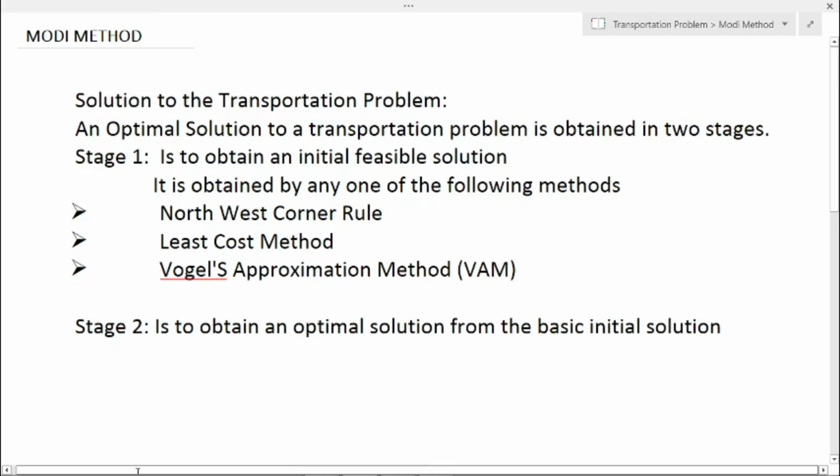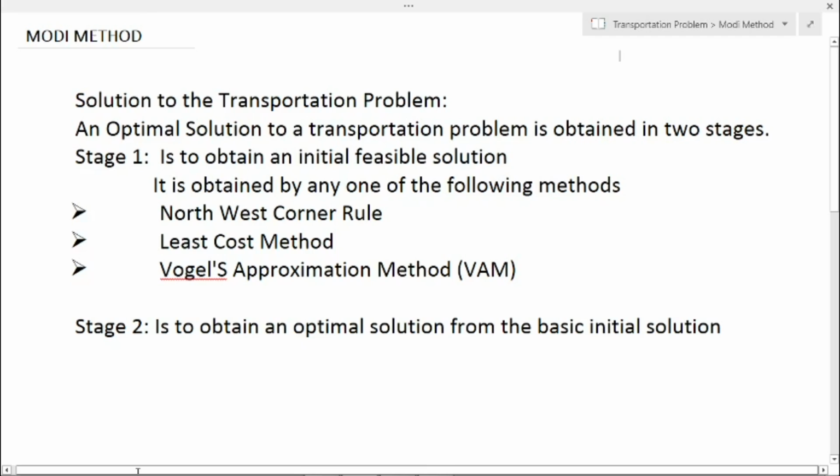This I have already explained by using northwest corner rule, least cost method and Vogel's approximation method. Earlier I have posted a video on how to find an initial feasible solution by using these three methods. You could find the link for that video in the description below. Next, stage 2 is to obtain the optimal solution from the basic initial solution. That is, we have to find the optimal solution by using MODI's method.